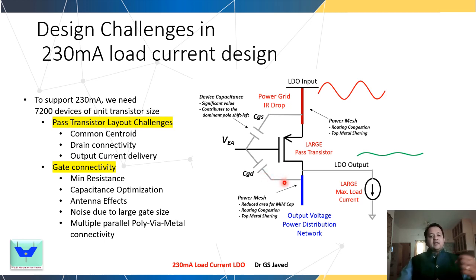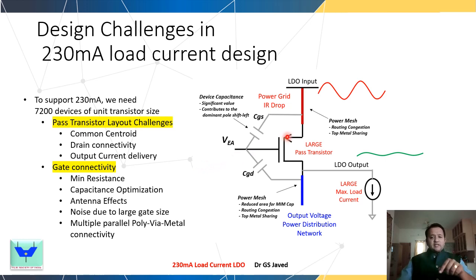Further, we will look at the output power mesh where you will have the output voltage delivery and also the current delivery that you are going to look at. You will have a reduced MIM cap value. You will have a lot of routing congestion because you will have routing congestion both at the input and at the output, and you will have to clearly distribute and partition the input nodes and the output nodes at their various locations, and you will have to understand that the top metal layer will have sharing issues.